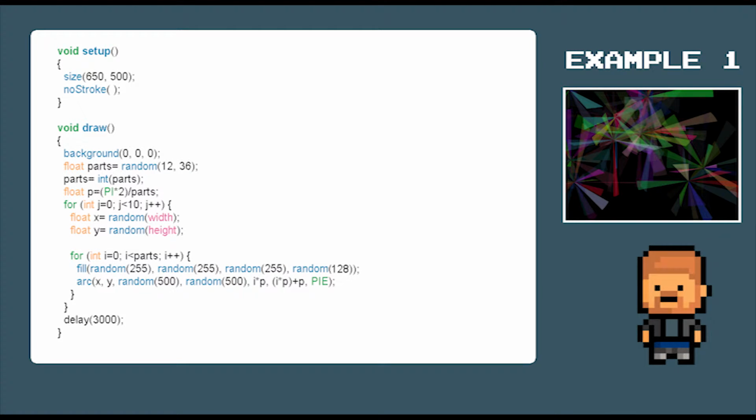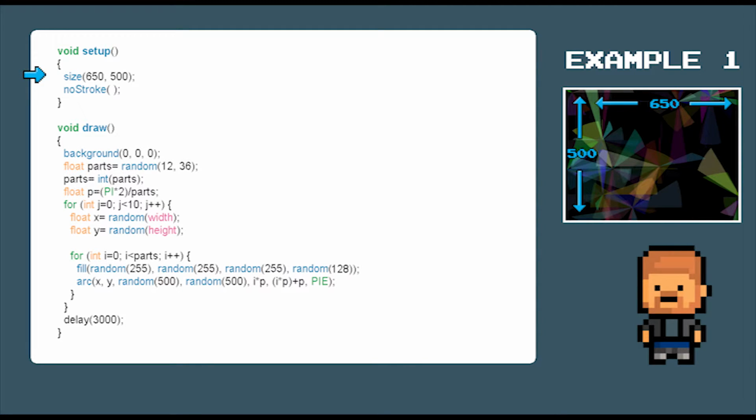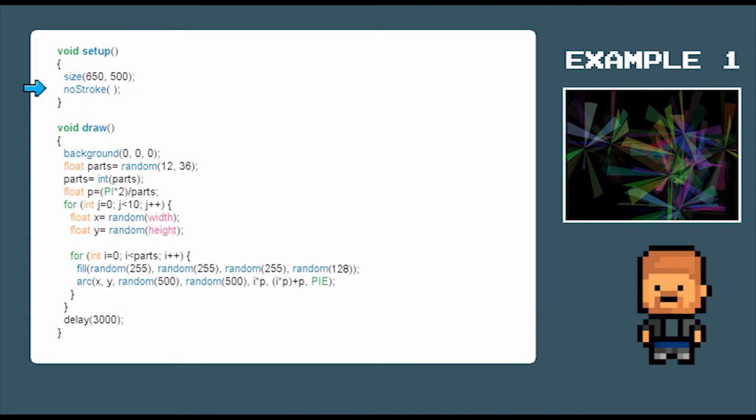Today we are going to make some more generative art. The program we are going to make will draw several flower-like shapes on the screen. The first command we issue in the setup is size 650 by 500, and this is the application window size. The second command we issue in the setup is noStroke, and this tells Processing that all future shapes we draw do not require an outline.